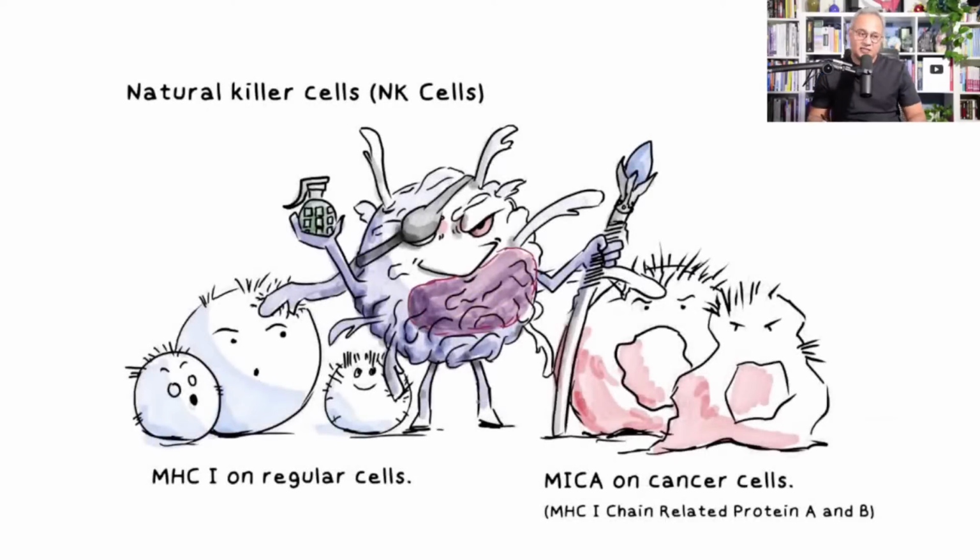And the final cell, the final effector cells. So effector cells mean the cells that do some function of fighting with the pathogens. So this effector cell is the natural killer cell.